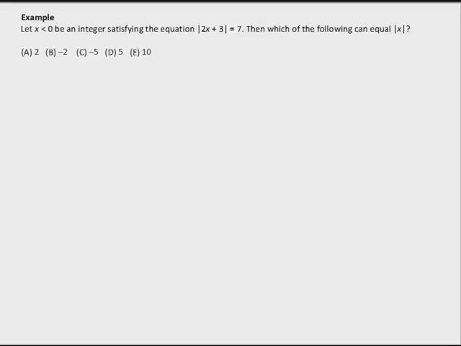Let x less than 0 be an integer satisfying the equation absolute value of 2x plus 3 equals 7. Then which of the following can be absolute value of x? I'm underlining all the wonderful traps in this question. But let's see how many still get trapped. So I want to solve absolute value of 2x plus 3 equals 7.